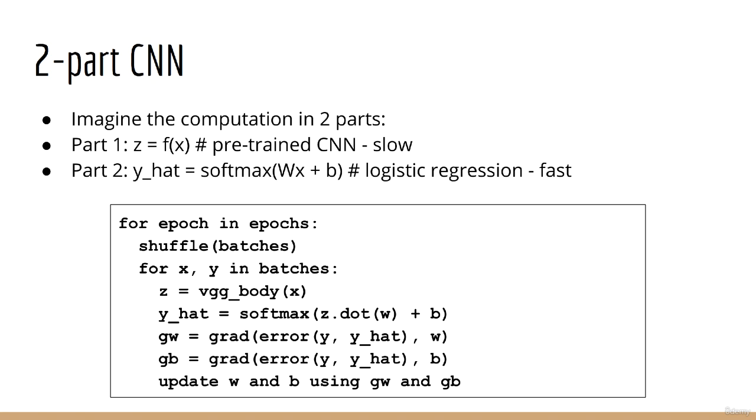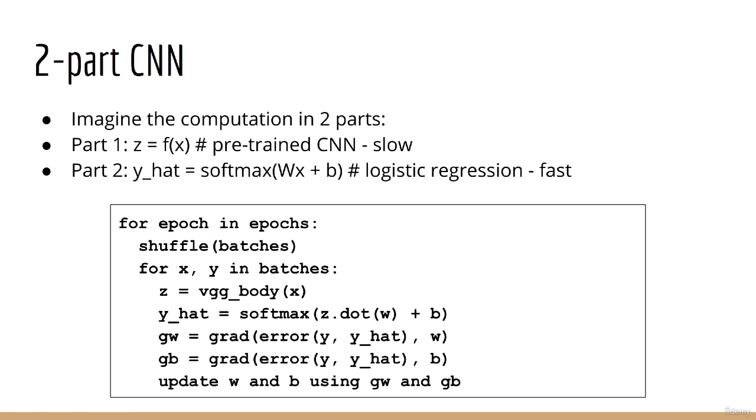Now consider that our gradient descent loop works as follows. We loop through each batch of data. For each batch, we calculate the output prediction y hat. Then we calculate the gradient of the error with respect to the logistic regression parameters w and b. Then we update w and b using those gradients.